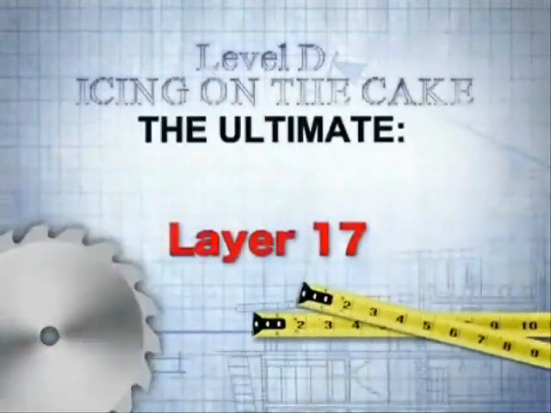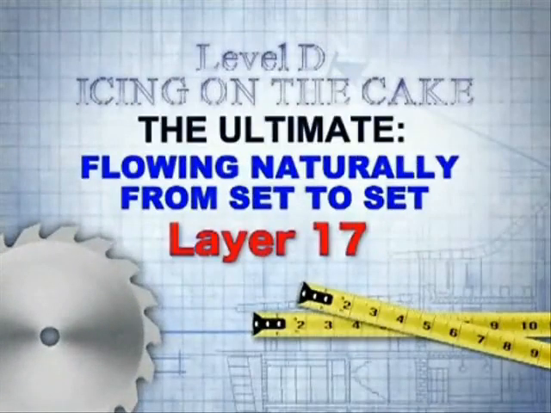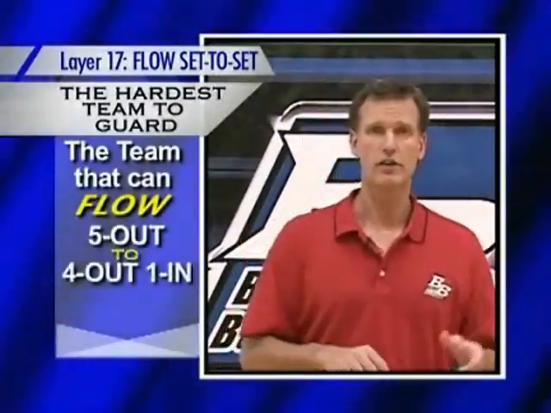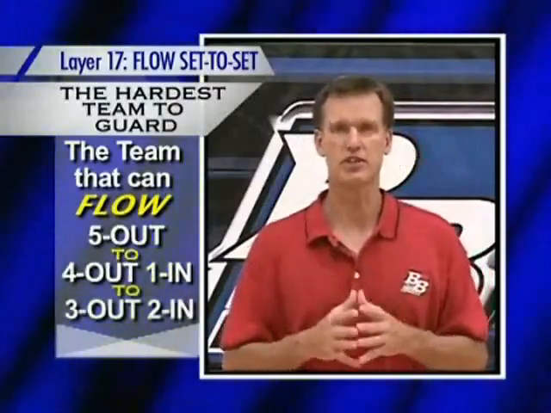Layer 17, flowing naturally from set to set. The hardest team to guard would be one that has players who are skilled inside and outside and can flow from 5 out to 4 out to 3 out in a single possession.